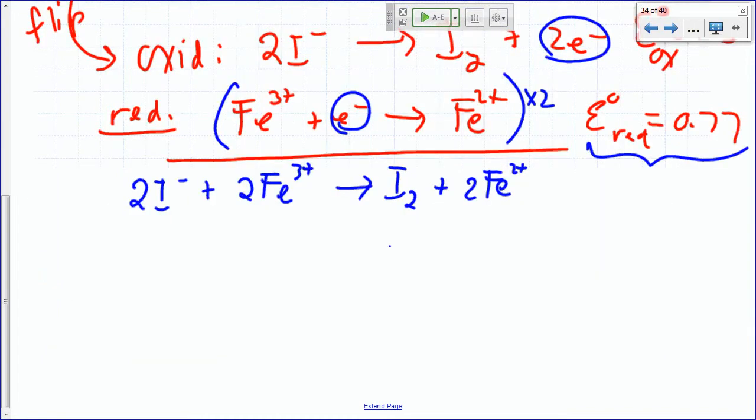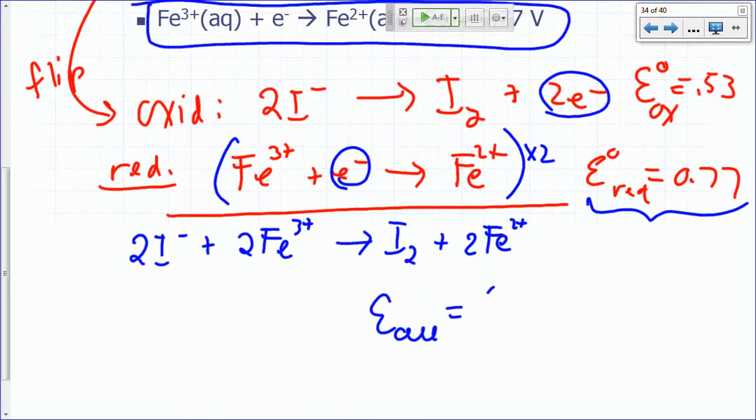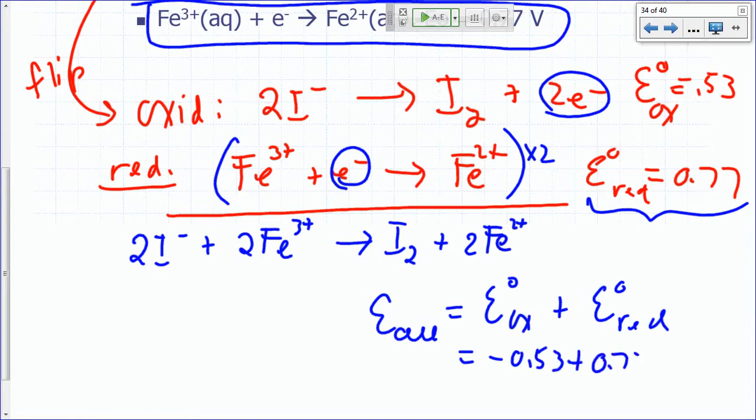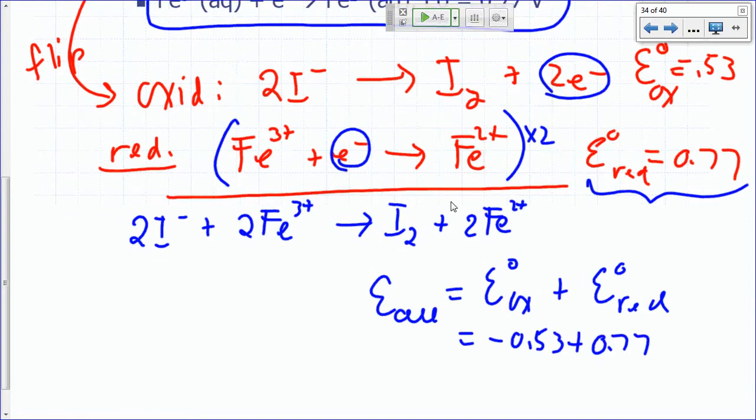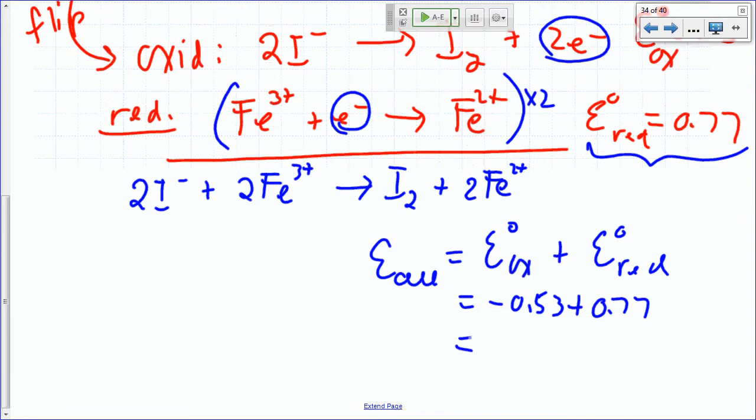That's a redox reaction. And what is your standard cell potential here? It's going to be E naught oxidation plus E naught reduction. So negative 0.53 plus 0.77, that would be how much? 0.24. That's E naught, right? What's my KEQ?